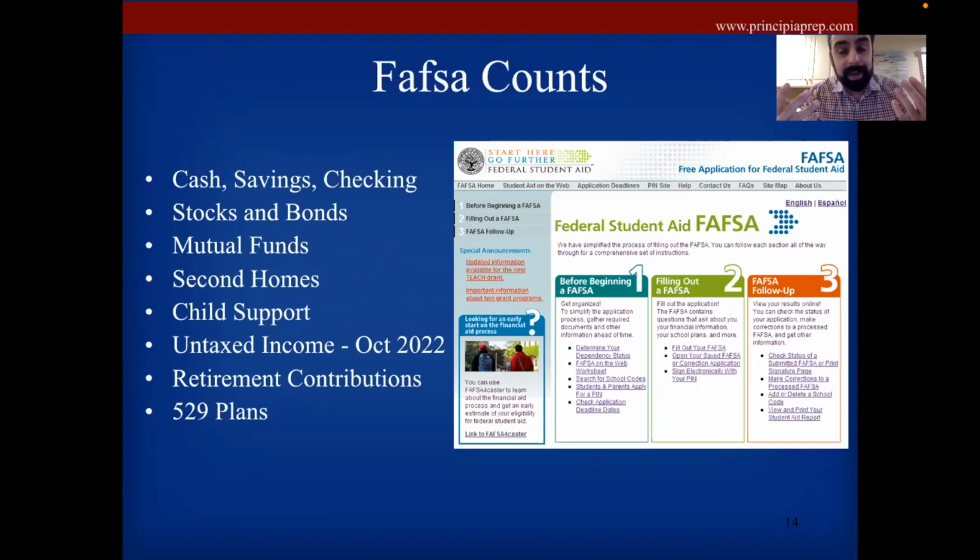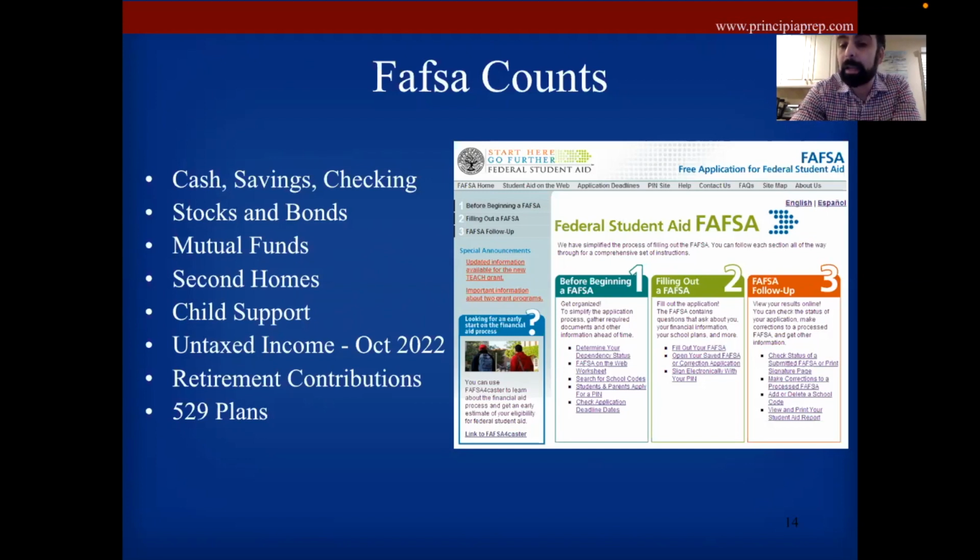So then what does the FAFSA count? Well, very simple. It counts cash, savings, investments outside of retirement, college savings plans, the UTMAs, the UGMAs, which are the Uniform Trust, Uniform Gift. It also counts the 529 plans. All these plans, if set up by the parent, specifically the 529 plans, should go in the parent section of the financial aid forms.